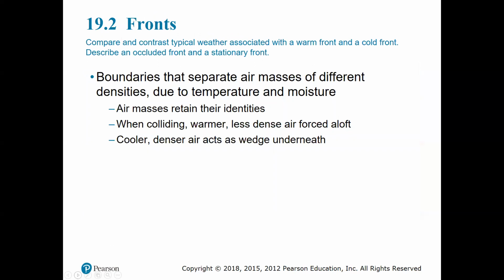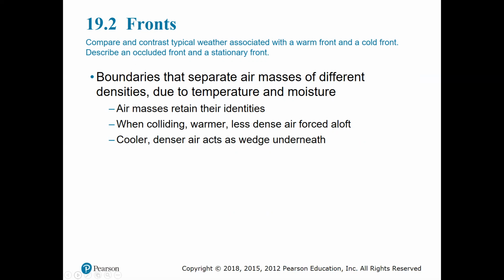So when two air masses of different densities clash, this is called a front. And this is something that we really see a lot in the middle latitudes, and that's why we're focusing on the United States here. When air masses, particularly a colder air mass and a warmer air mass, collide, they create this boundary we call a front or a frontal boundary.